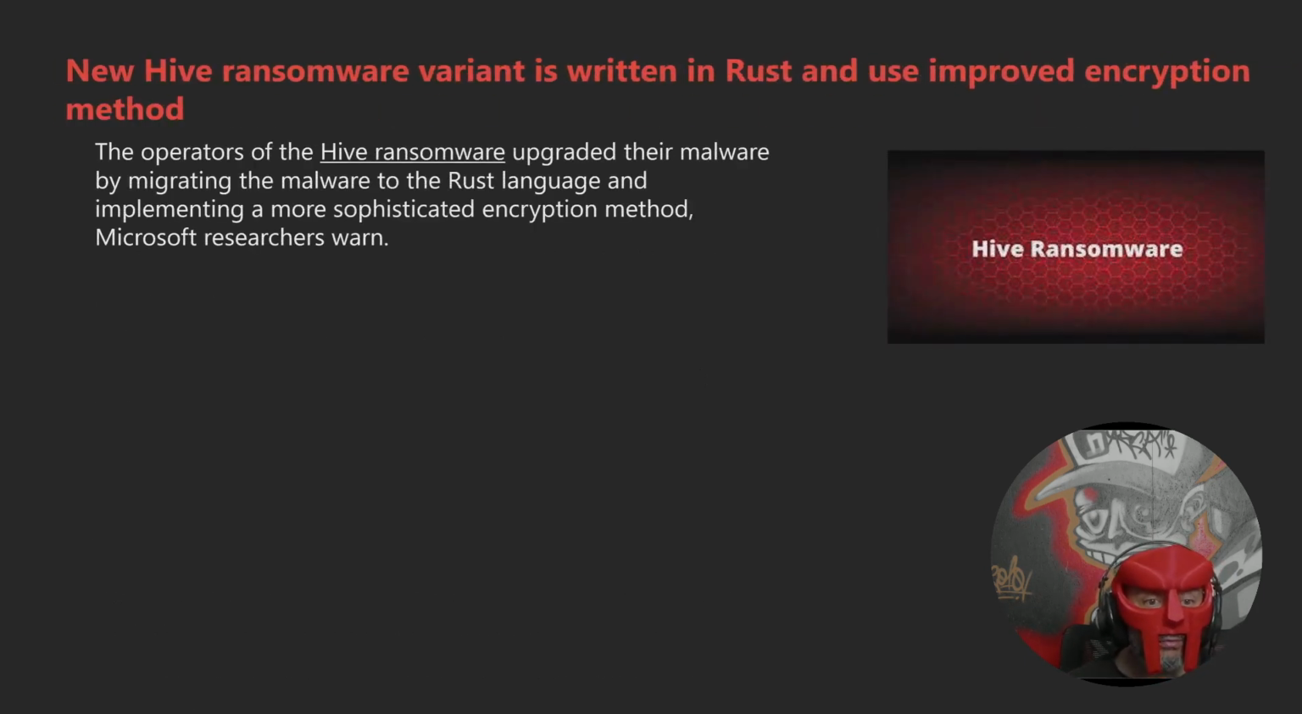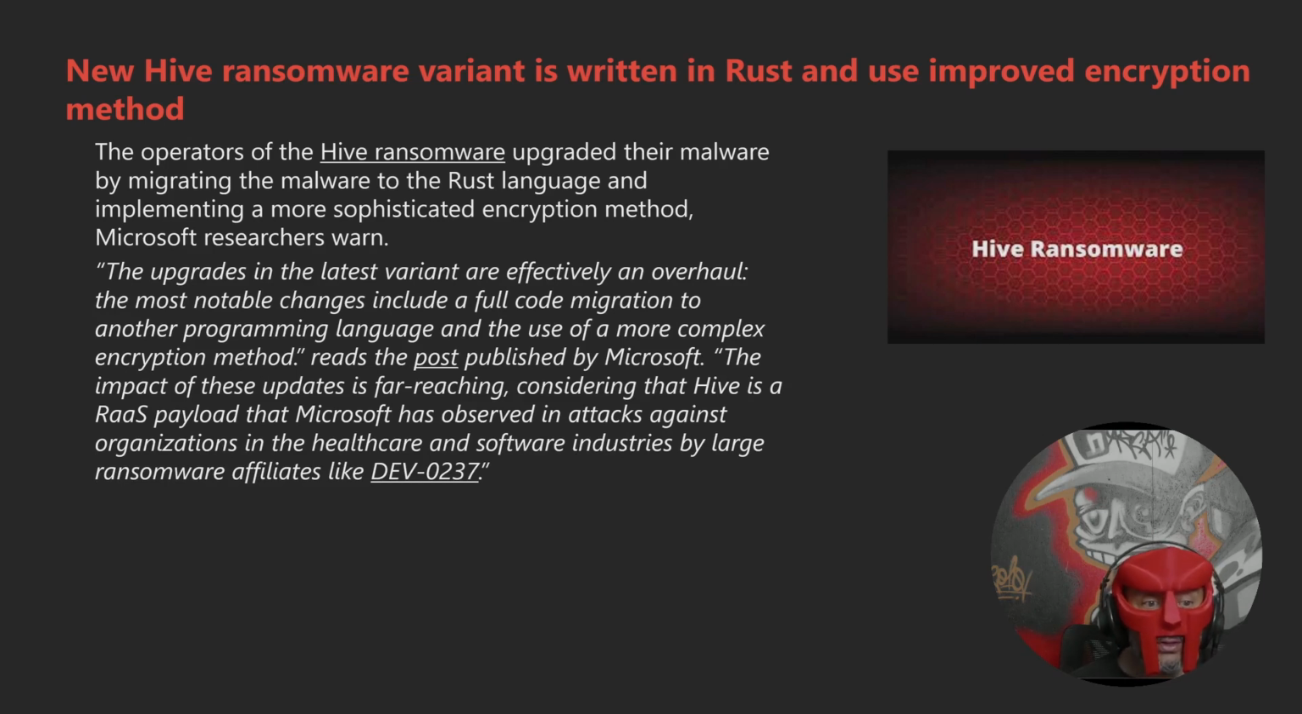The operators of the Hive ransomware upgraded their malware by migrating it to the Rust language and implementing a more sophisticated encryption method, Microsoft researchers warn. The upgrades in the latest variant are effectively an overhaul. The most notable changes include a full code migration to another programming language and the use of a more complex encryption method, reads the post published by Microsoft.